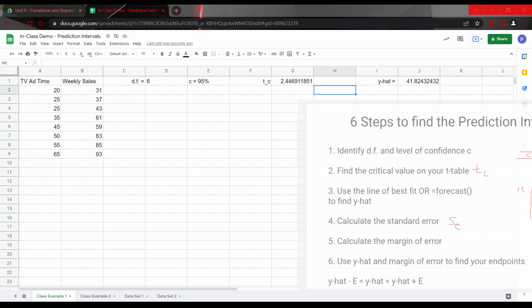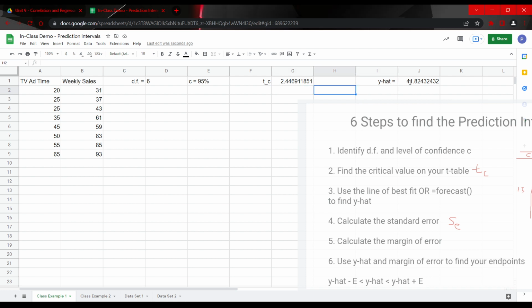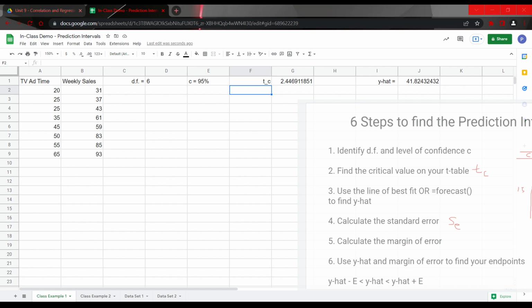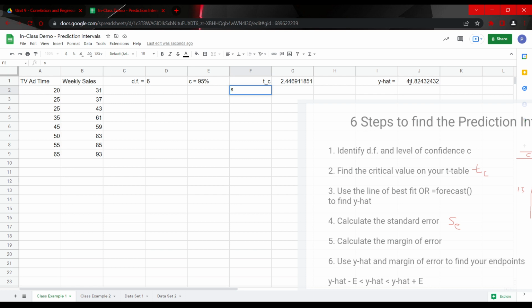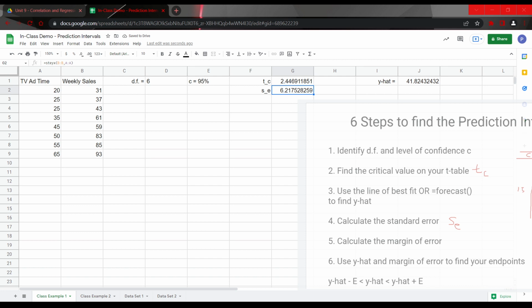Of course, the chances of it being exactly 41.824 is pretty much impossible, right? It's so hard to get something to be that exact when you're predicting things. And so we're gonna need to find our margin of error. Next step, I'm gonna need to find the standard error. So SE. Again, let me put this on the left side. This is equal to the standard error of YX. Again, BB, AA, and we got it. And so that ends step 4.